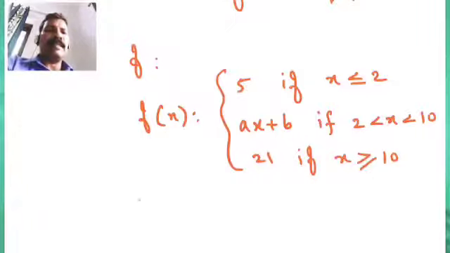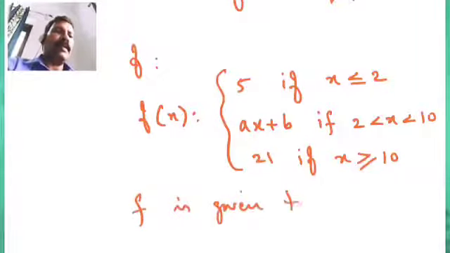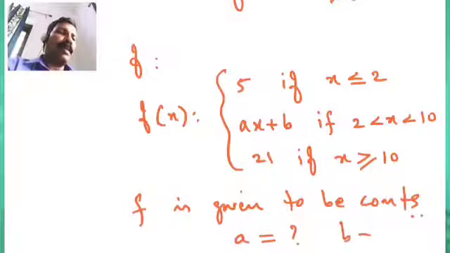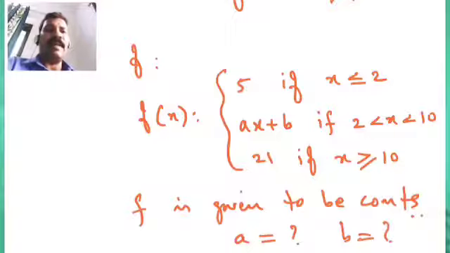Suppose this function f is given to be continuous. Then what about a and what about b? That is, we have to find the values of a and b here so that the function f becomes continuous.